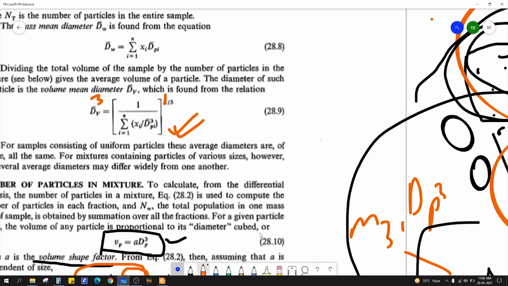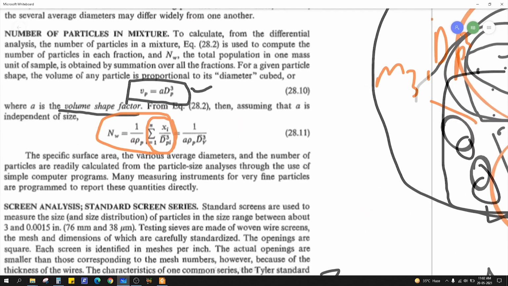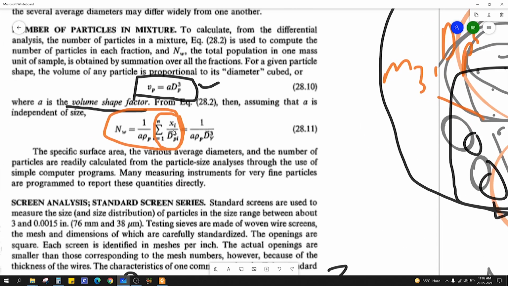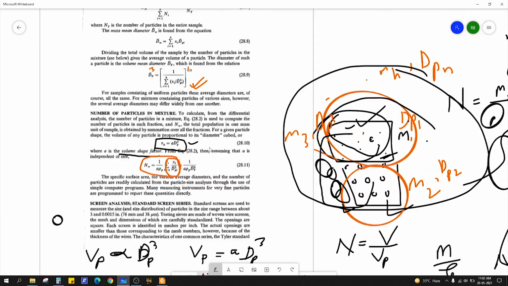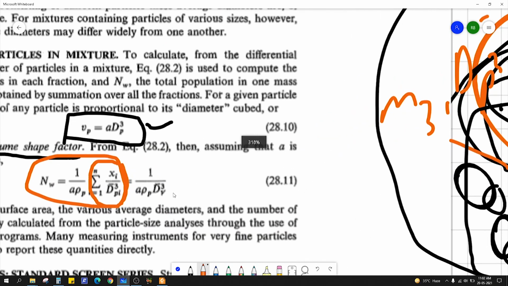So you can see it is inversely related. You can replace here xi dp cube with 1 by dv cube, right? So you can remember this formula as well. This is a shortcut to remember. If you know the volume mean diameter, then you can easily calculate the number of particles per unit mass.